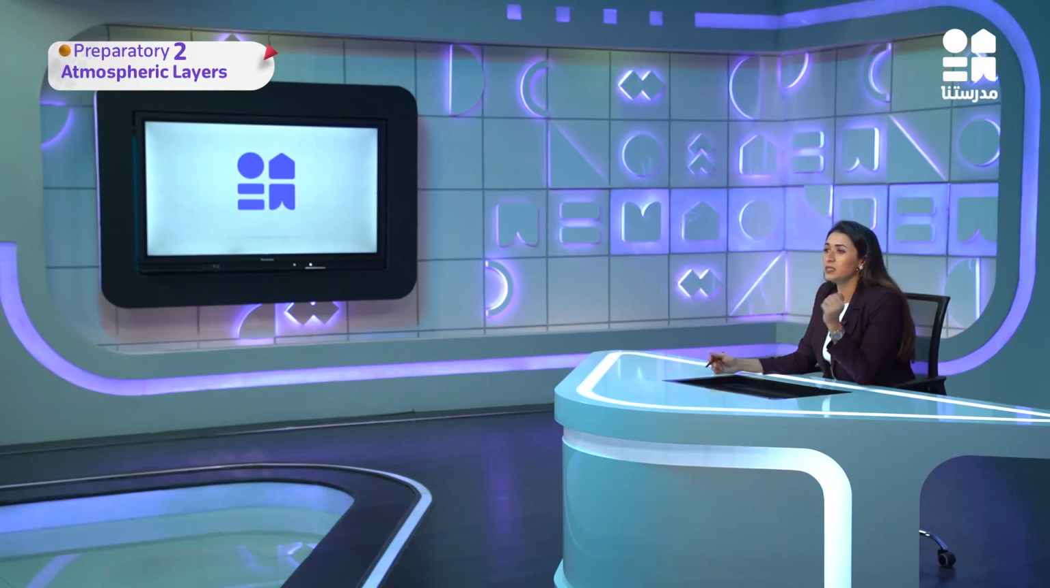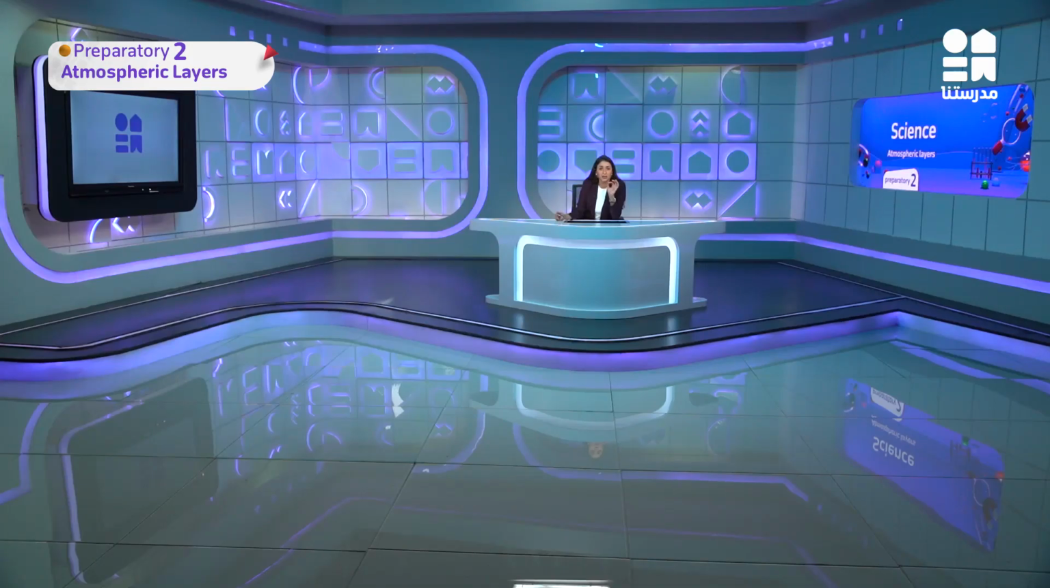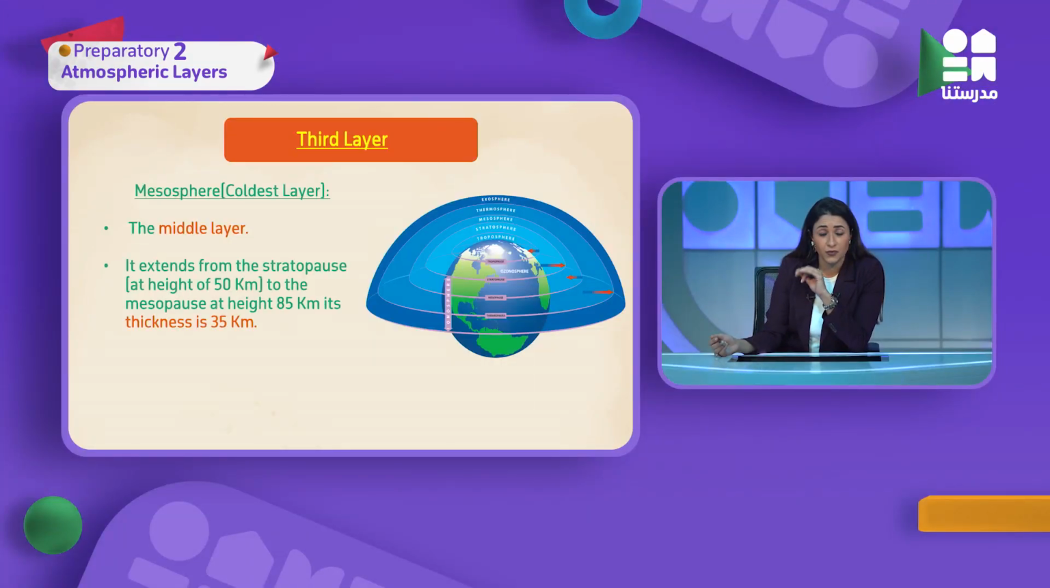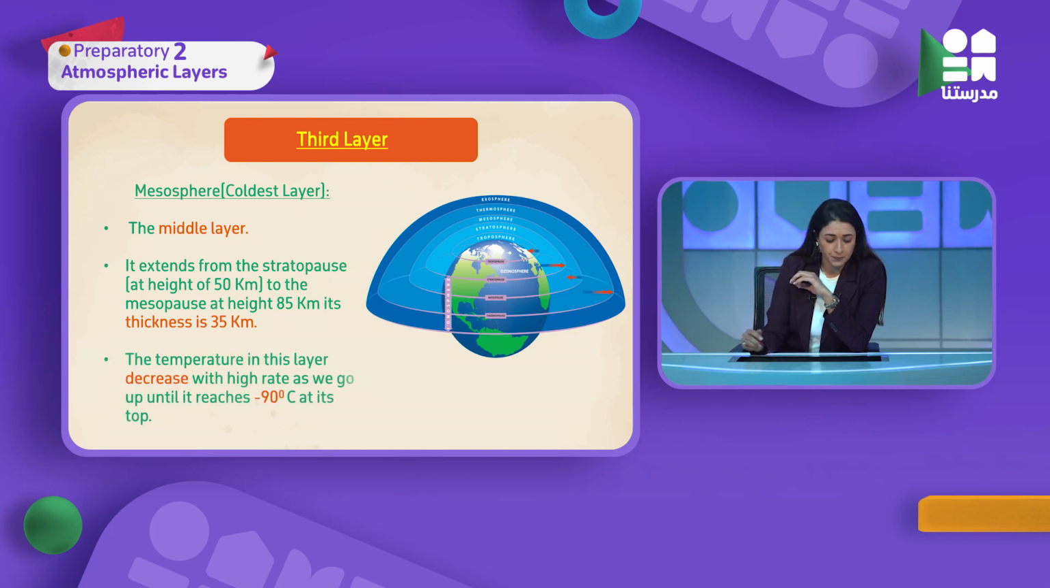It is the middle layer. The temperature starts to decrease until we reach -90 Celsius. يبقى it is the middle layer. It extends from the stratopause at height 50 kilometers. Okay, its thickness is 35 kilometers. The temperature in this layer decreases from -60 till -90. That's why the mesosphere is considered the coldest layer.